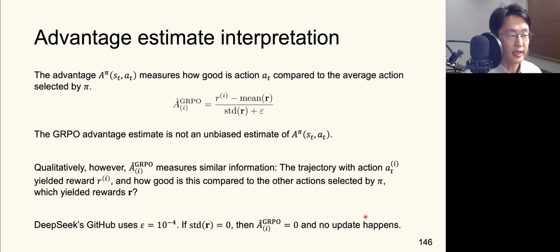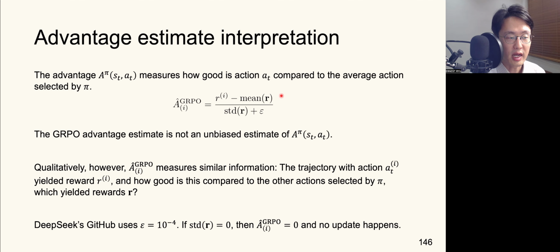Okay, so then is this a good idea? Well, let's think about the meaning of the advantage. The purpose of the advantage function is to measure how good is an action A_t compared to the average action that would have been selected by the policy pi, given that we're currently at state s_t.